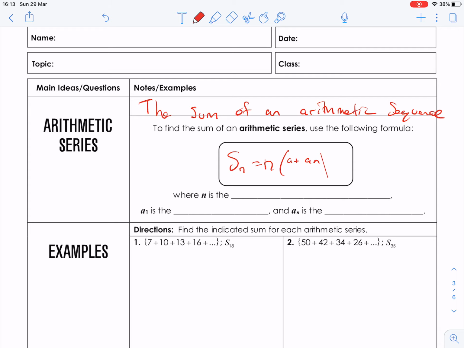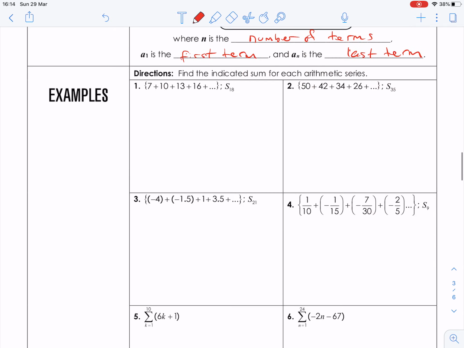Whoops. Don't want a straight line there. Over 2, we could put the whole thing over 2, doesn't matter. N is going to be the number of terms. We talked about that. A1 is the first term. AN is the last term. And here we go.